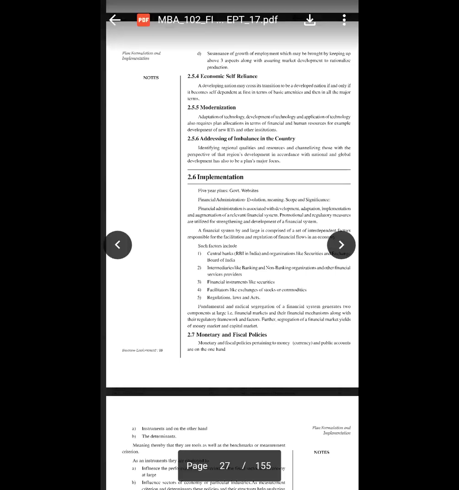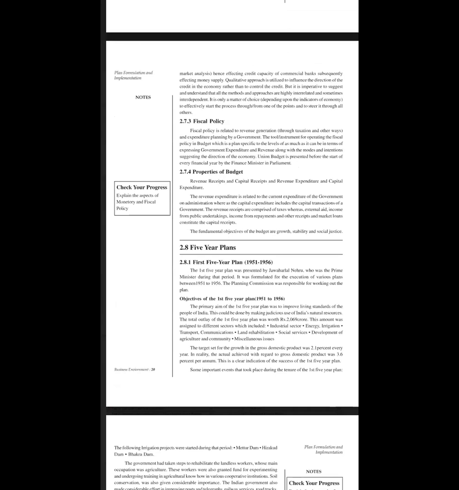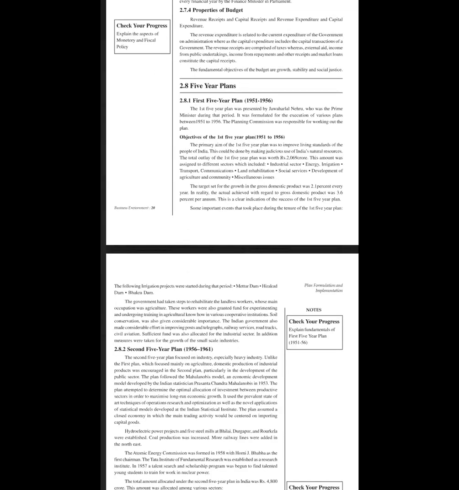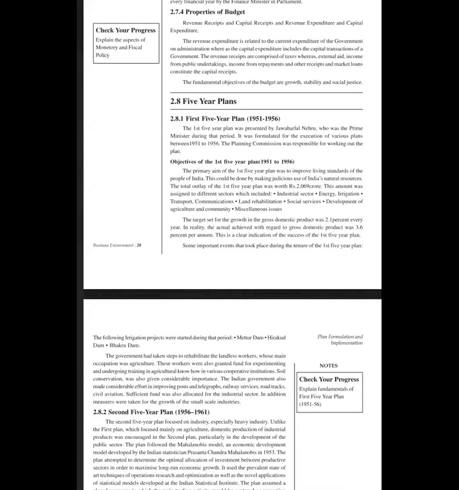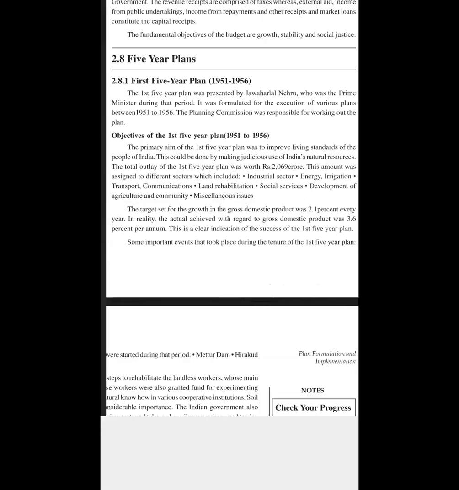In the first 5 year plan, they have decided on improving the standard of living of the people of India, right? This first 5 year plan was started in the year 1951 to 1956. Okay, 1951 to 1956. Now, if you see the objective of this 5 year plan, the first objective which I have told you is to improve the standard of living of the people. Okay. Now, in the first 5 year plan, the government has allocated 2069 crore rupees.